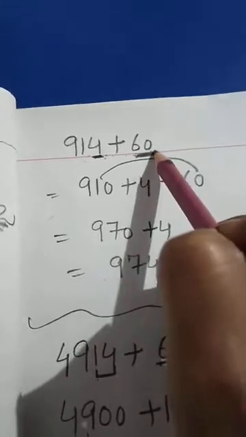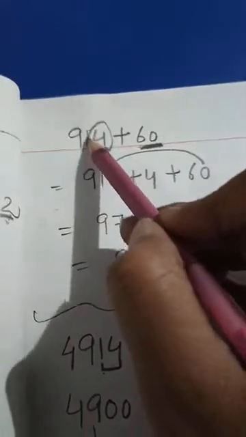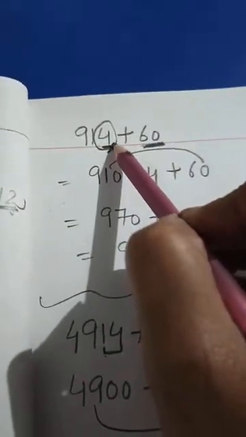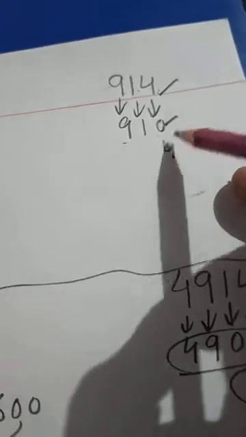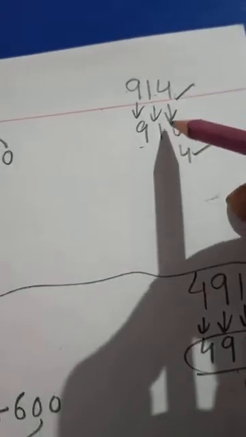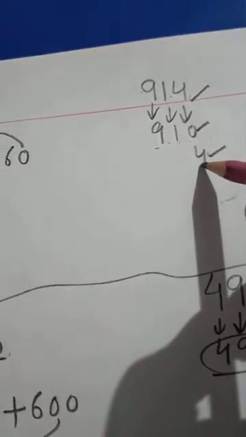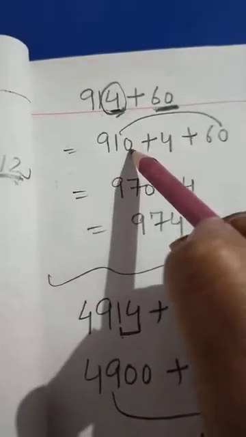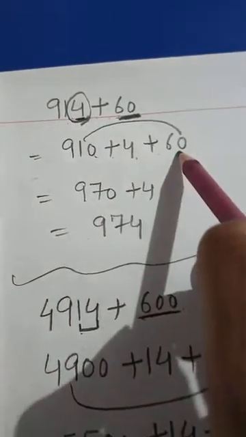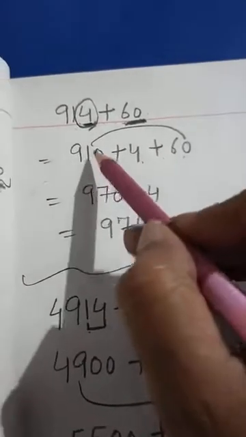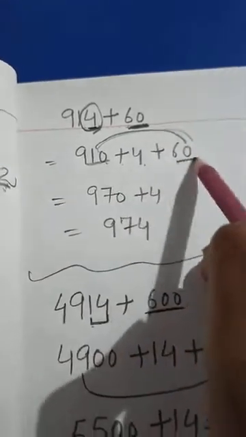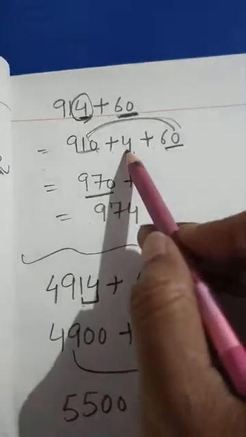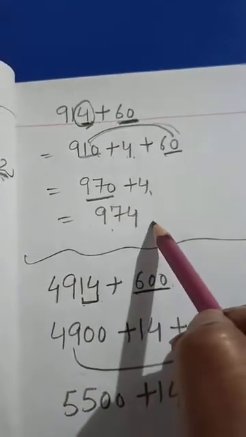Now see one more example, 914 plus 60. Here two digits are to be added, so only one digit we will make 0. See, 914, one digit is to be made 0. In place of 4 we will write 0 and 4. So after breaking you will get 910 plus 4 plus 60. You will add the zeros numbers first, 910 plus 60. It will become 970 plus 4, 974.